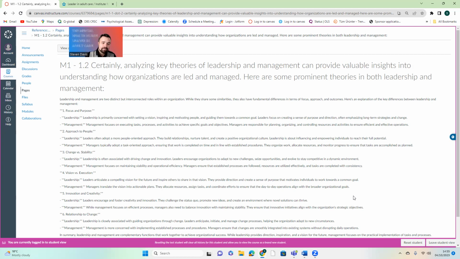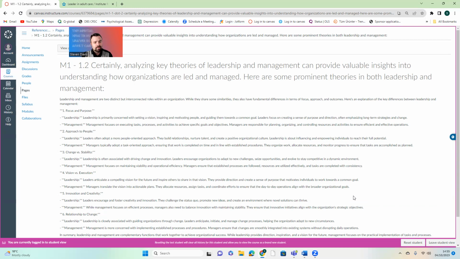So leadership looks at primary concerns as shared visions, inspiring, motivating people, as we just talked about. Leaders focus on creating a sense of purpose, their direction, their emphasis on long-term strategies and change. And I would definitely say leaders are visionary people. Managers tend to focus on exact tasks, purpose, activities, specific goals and objectives. So just bear that in mind, that there are two different behaviours there.